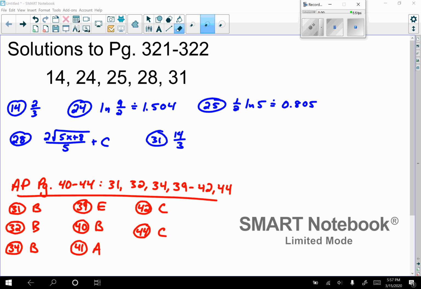Alright, so these are the solutions to Thursday's assignment. I'm going to first start by going over the AP problems and then the book problems, and then there's going to be a couple more examples showing you an alternative way to use u-substitution, which is what the instructions to number 31 had you doing.